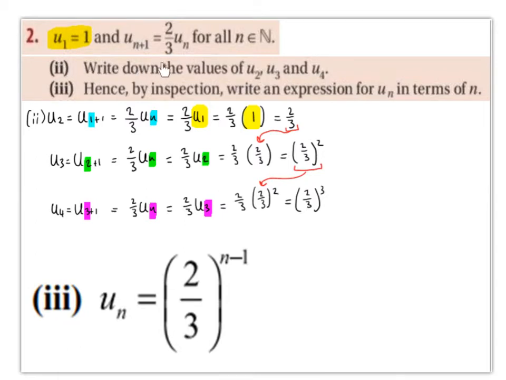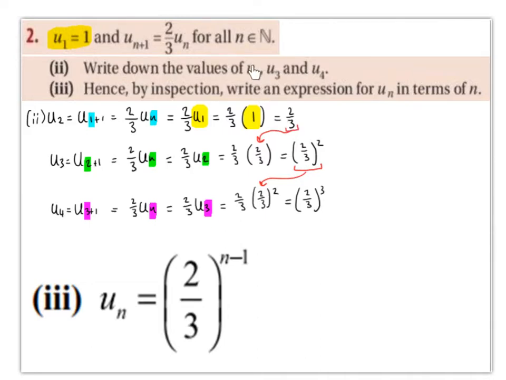Part 2. Write down the values of u2, u3 and u4. So u2 can be rewritten as u1 plus 1, because 1 plus 1 is 2. In the question we were told that u(n+1) is equal to 2/3 times un. So we're swapping that n for 1. So we have 2/3 times u1, and we're told in the question that u1 is equal to 1. So we swap that u1 for 1, giving 2/3 times 1, which is 2/3. So now we've worked out the value of u2.